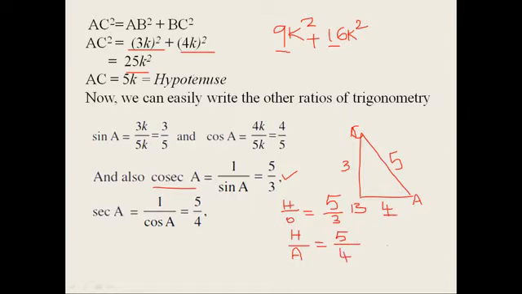Same like that, cot A is equal to adjacent side by opposite side. What is the adjacent side here? 4. What is the opposite side? 3. So 4 by 3. We can find cosec A, sec A and cot A by using these definitions also.